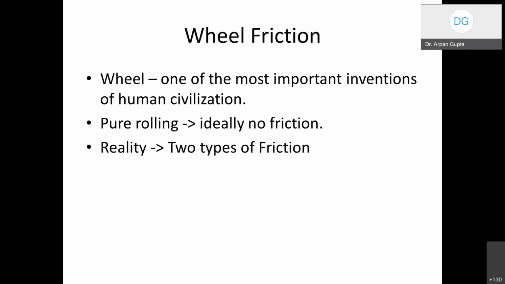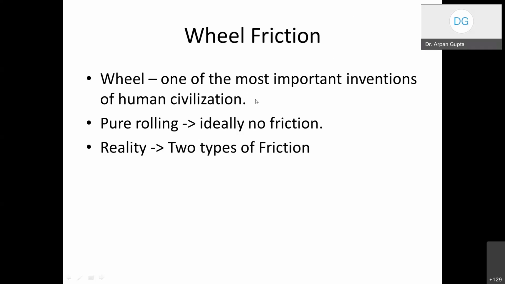Okay, now let's talk about a very important concept called wheel friction. And I think this is my last slide. I have to do it on OneNote. So the wheel, as you can see, is one of the most important inventions of human civilization.